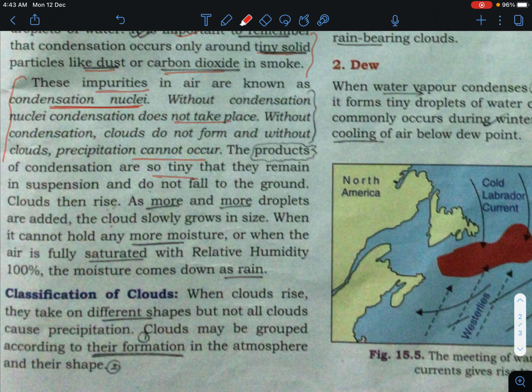The cloud slowly grows in size, and when it cannot hold any more moisture, or when the air is fully saturated, meaning we are increasing the water vapor in the atmosphere until the air becomes saturated and the relative humidity becomes 100%, the moisture comes down and it becomes rain.